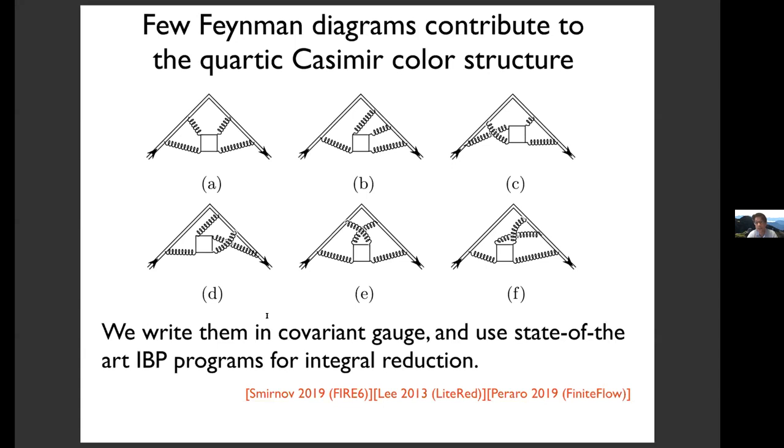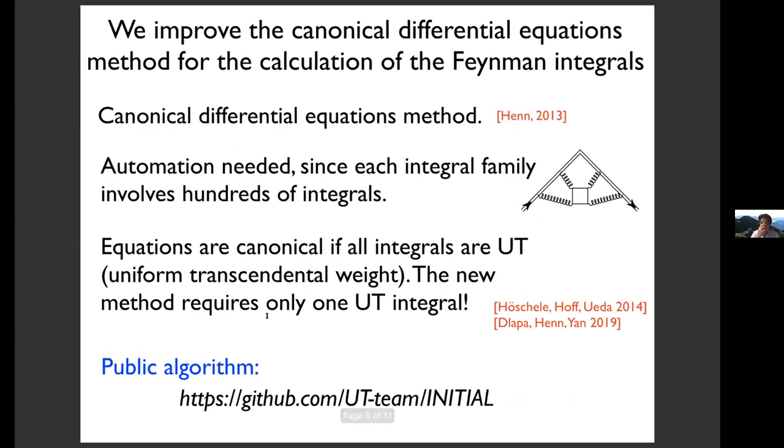Now, of course, these are still complicated 4-loop diagrams, so we did have to work a little bit to get there. And in particular, for computing the Feynman diagrams, we wanted to use the canonical differential equations method. But it turns out that here you have, for each integral family, hundreds, I think for this one of the order of 500 Feynman integrals. So clearly you want some degree of automation.